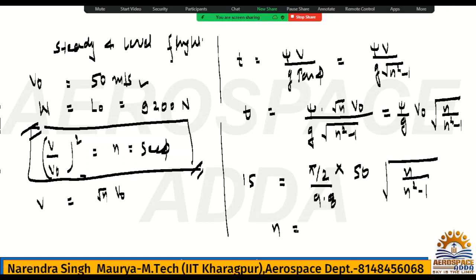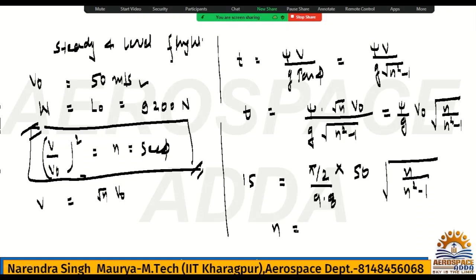You calculate the load factor n. Okay. If you calculate this load factor, you may get the corresponding value. If you solve this, you may get two values of the load factor, maybe one less than 1 or negative, and one value will be greater than 1. So what value do you have to choose in that situation? You have to choose greater than 1. Why? Because in the first class only I had explained, for turning flight the load factor is always greater than 1. For climbing and gliding flight the load factor is always less than 1. For turning flight, the load factor is always greater than 1.